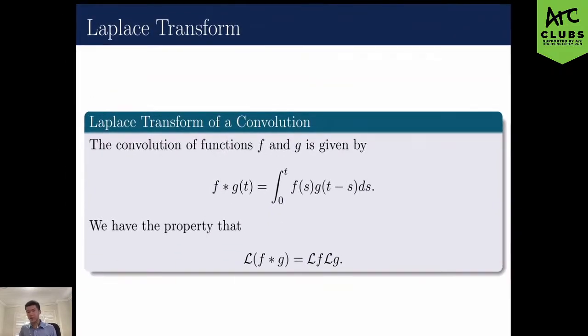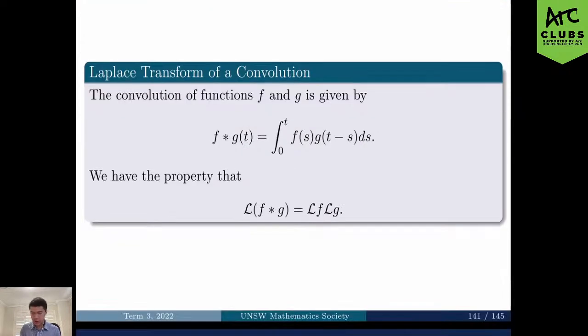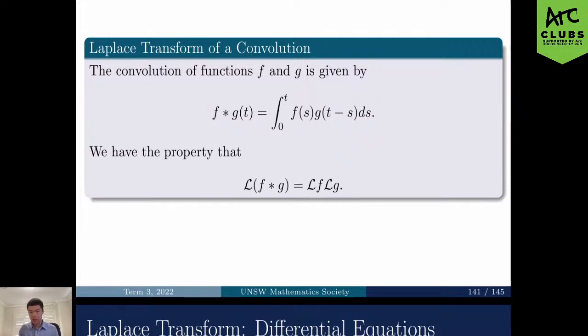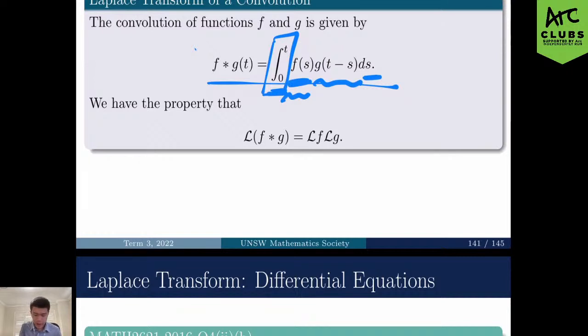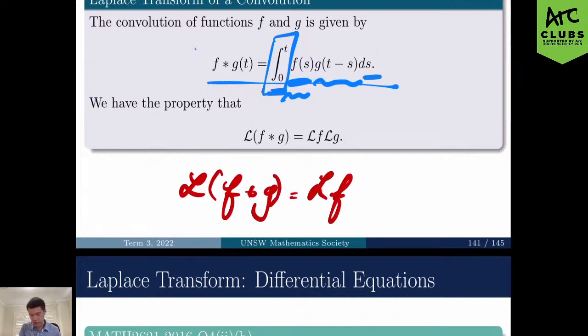One more property we need to do before we get into our final question is the Laplace transform of a convolution. So if you look at a convolution of two functions, it's actually the integral of some combination of those functions. It's the integral of f(s) times g(t minus s) ds from 0 to t. And you'll look into this more in statistics later as well. But you'll find out that the convolution of two functions is given by this integral. And one useful thing is that the Laplace transform of the convolution is equal to the product of the individual Laplace transforms.